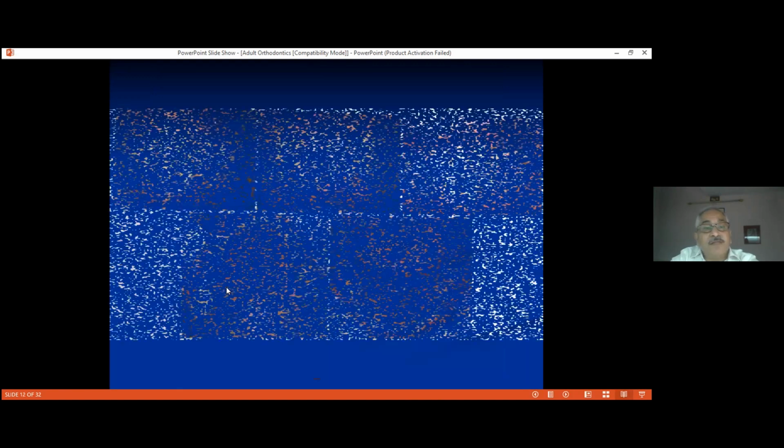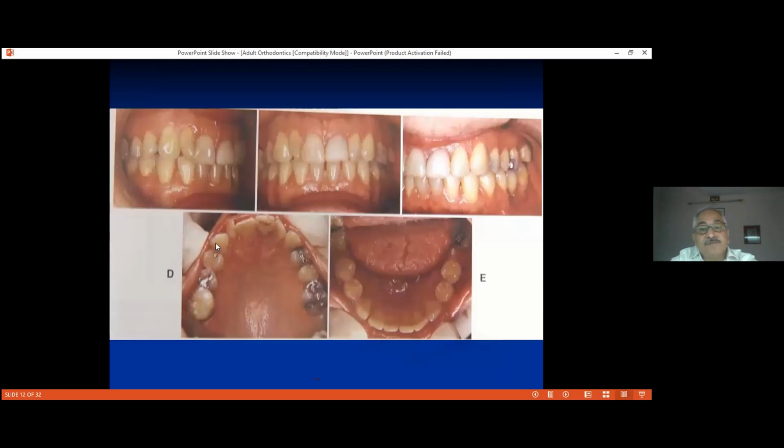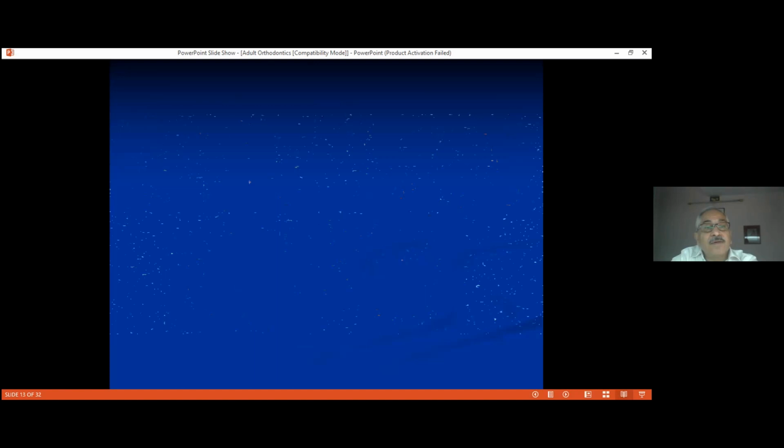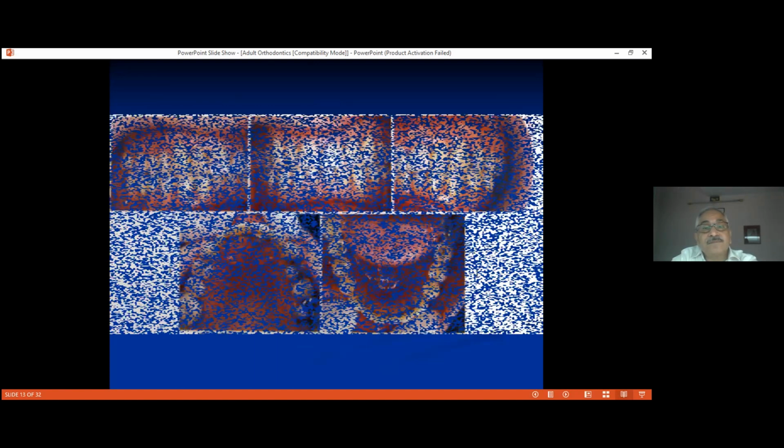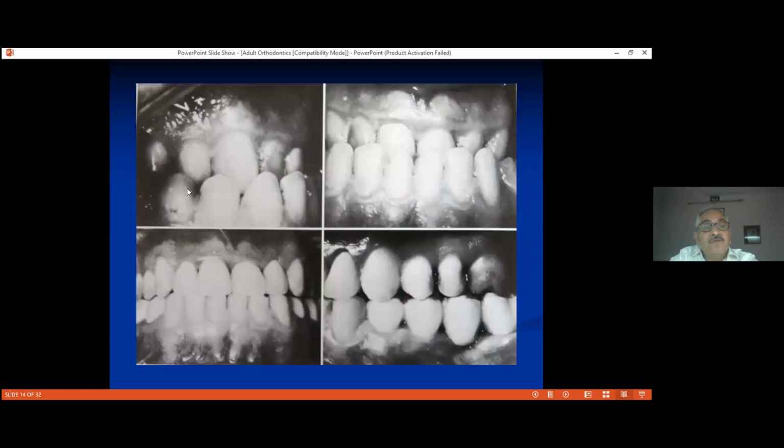Again, we can have another case for this. Rather, it is a follow-up of the last case. You can see the better occlusion this time. Another case. We can see a crossbite in this case. Here, the crossbite has been relieved, the bite has been jumped, and that is rehabilitated by the bridge.